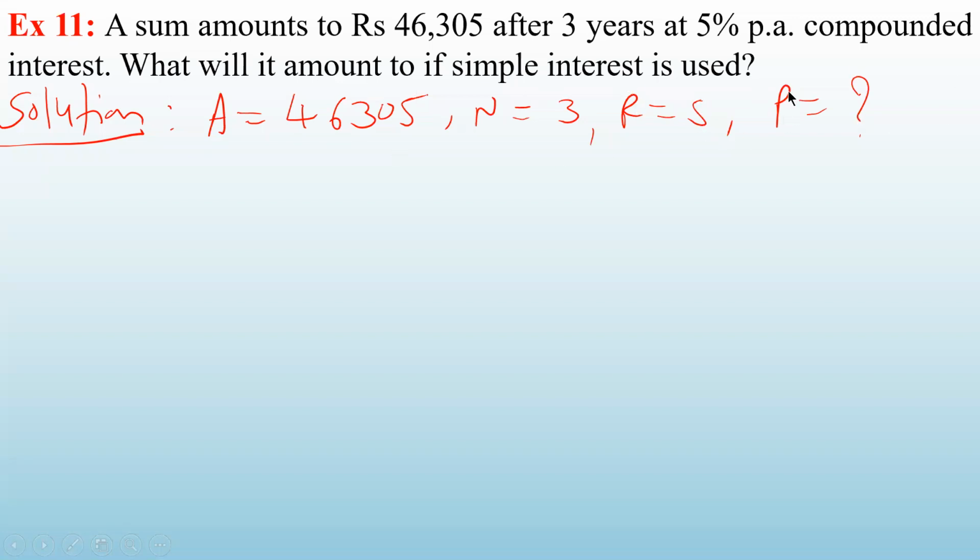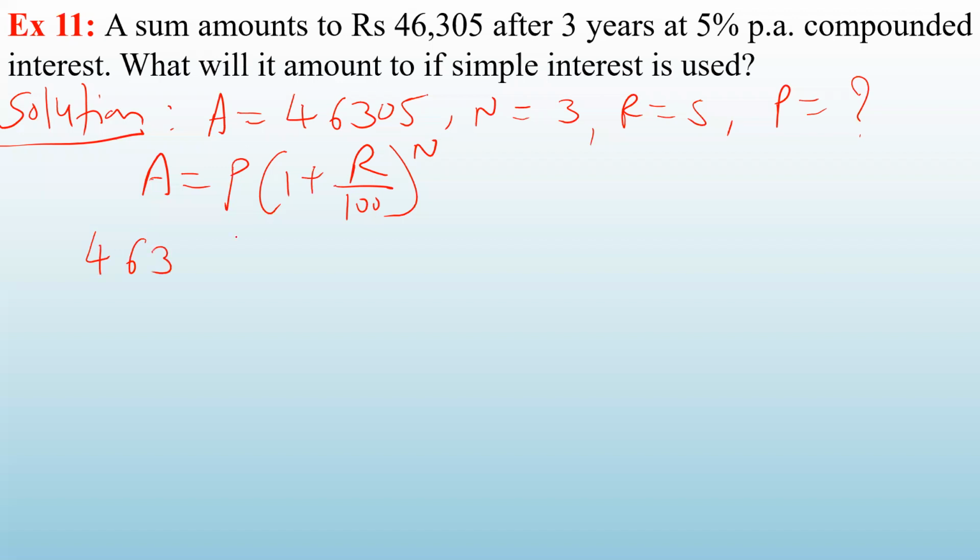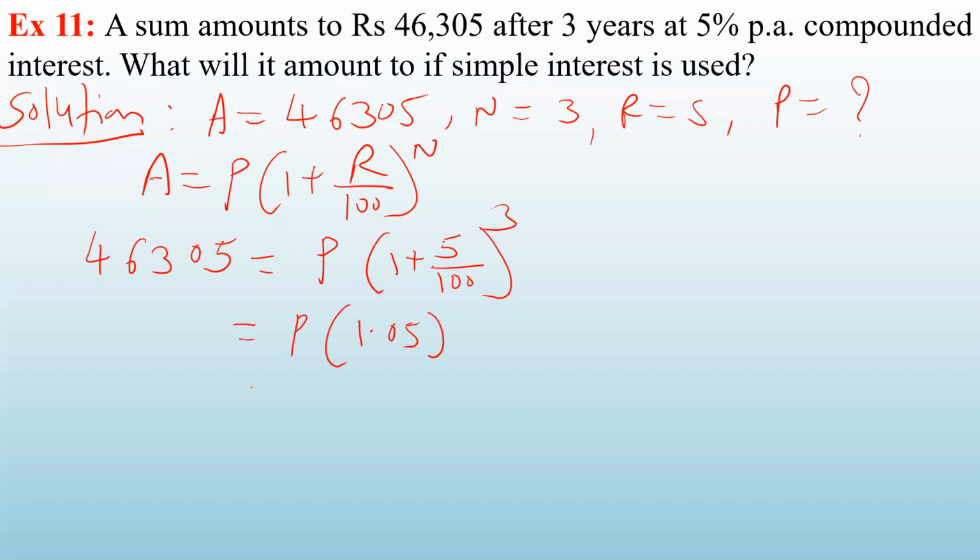So first of all, we will find out the value of P by using the formula of amount in compound interest. So in compound interest, the formula for amount is given by A equal to P into 1 plus R upon 100 raised to power N. Put the value of A as 46,305. P you have to calculate, so just keep it as it is. R is 5, so 1 plus 5 upon 100 raised to power 3. This will give you 1.05 raised to power 3. What is 1.05 raised to power 3?